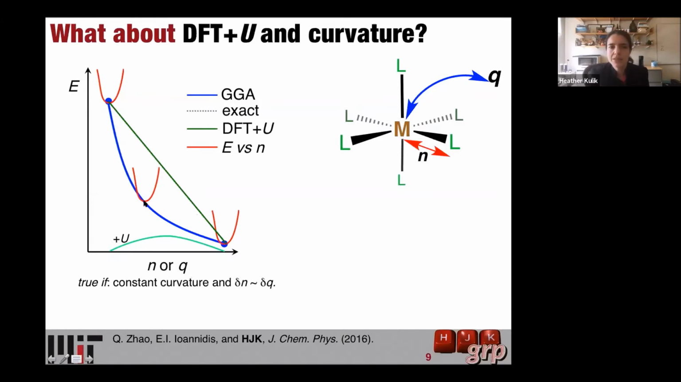But when we're computing Hubbard U, we're computing a curvature of the energy where each point at the bottom is a stationary point. So we have a self-consistent solution and then we're pushing away from that self-consistent solution by moving occupations off of, say, a metal center to the rest of the system at constant charge.